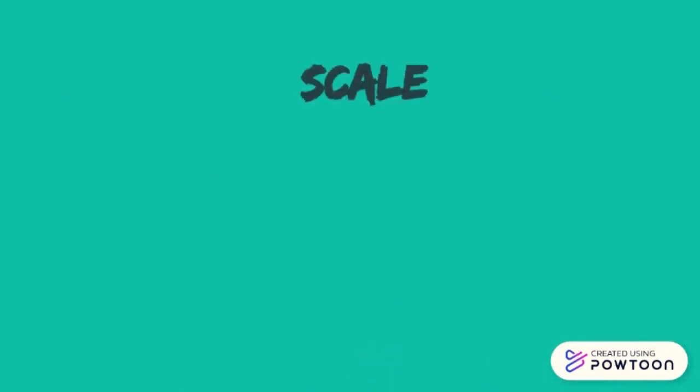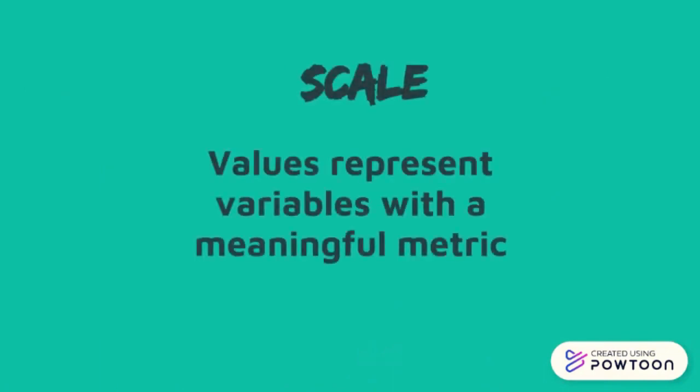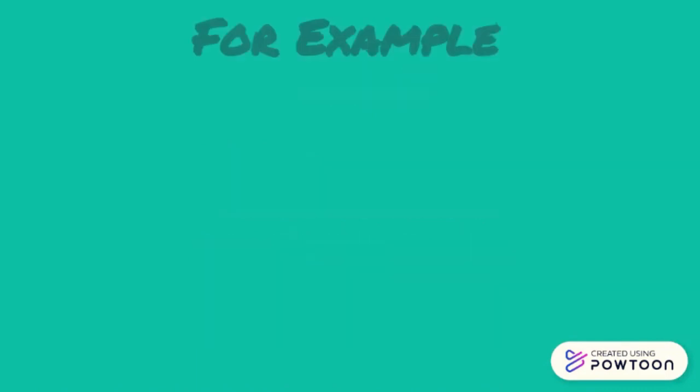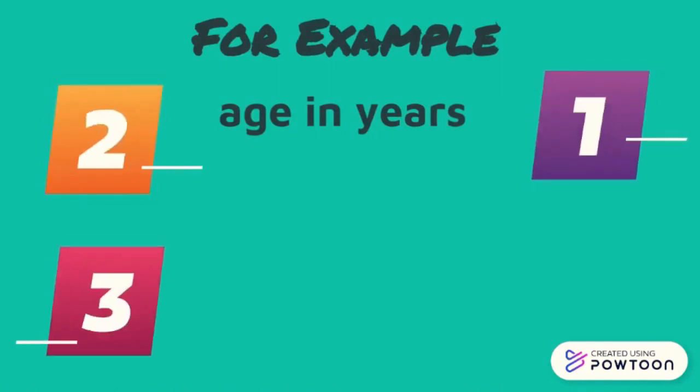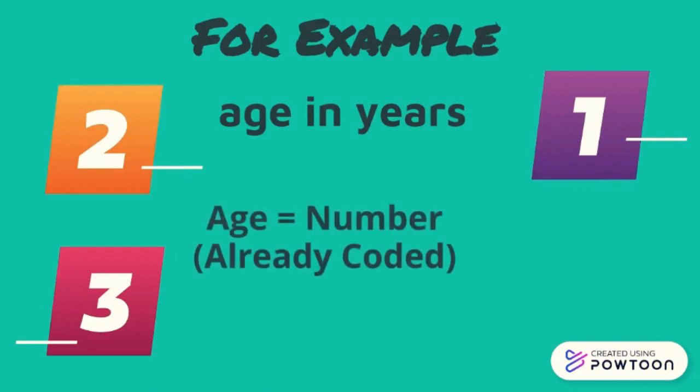In scale, we have values in terms of numerical data. For example, if in your questionnaire you are taking data of age in years, the data can vary from 1 to 100 years. The data will already be in the form of numeric, therefore already coded.